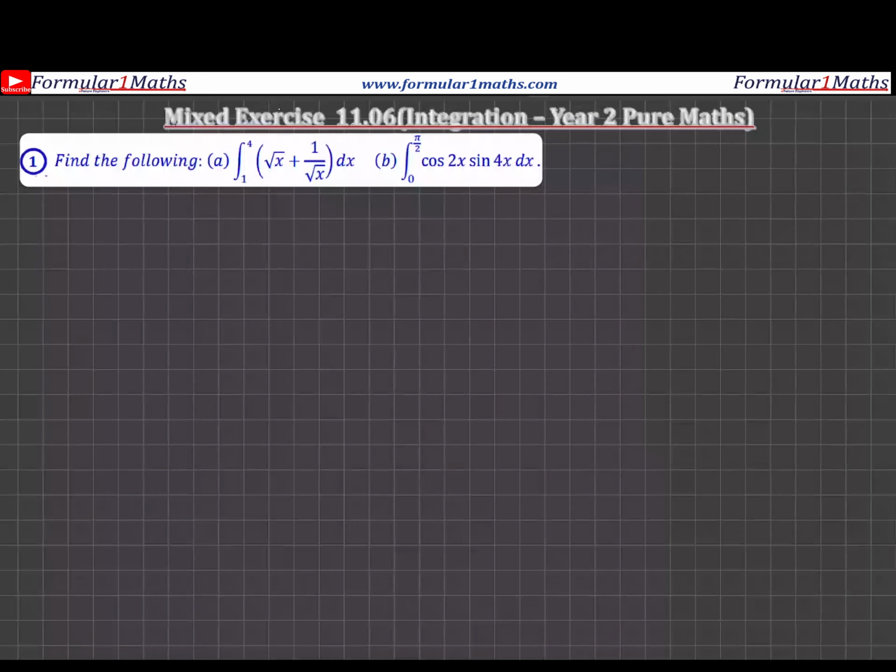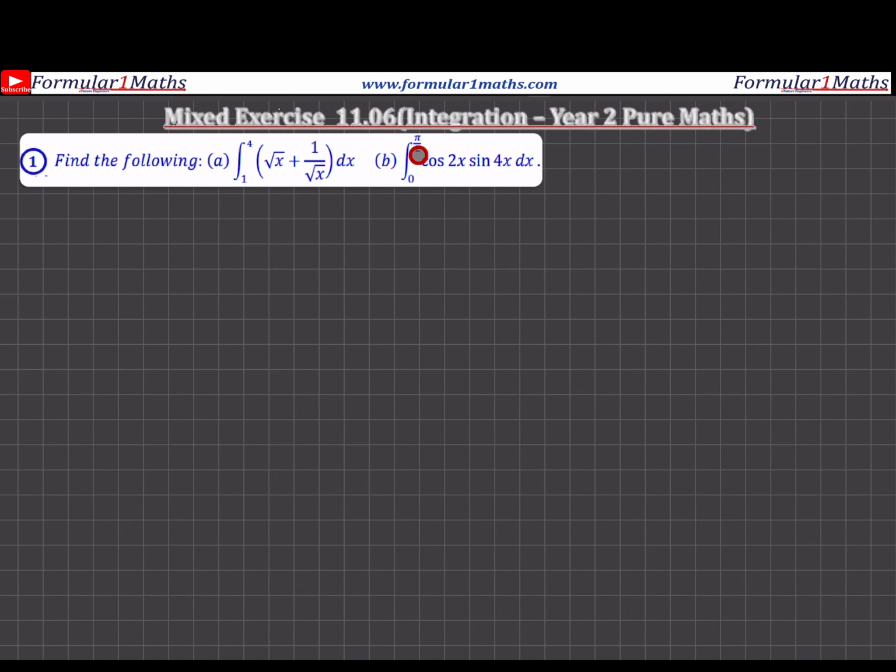Okay, mixed exercise 11.06 has 3 questions on integration, A-level pure maths, year 2. Question 1. Find the following. A. The integration of root x plus 1 over root x with respect to x between the limits of 1 to 4. B. Find the integration of cos 2x times sine 4x with respect to x.